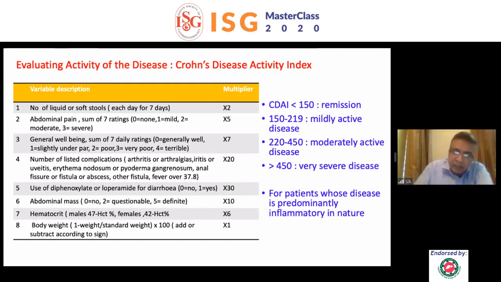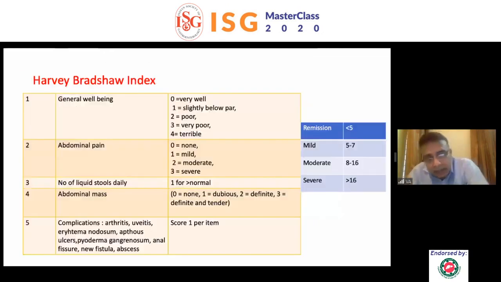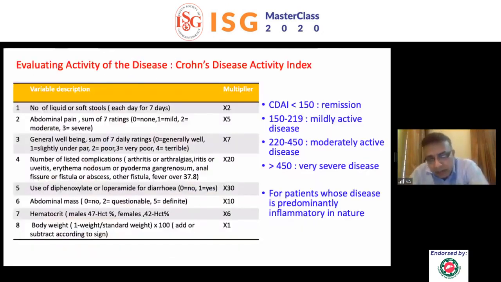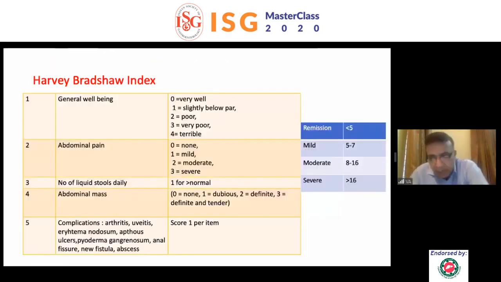And moreover, it is predominantly used for patients who have an inflammatory disease. So it is not actually very useful. In fact, in clinical practice, CDAI is something which people use more in research trials, in a research setting. In a normal OPD setting, you may use the Harvey-Bradshaw index, which is much simpler to use, looking at general well-being, abdominal pain, number of liquid stools, abdominal mass, and complications, etc.